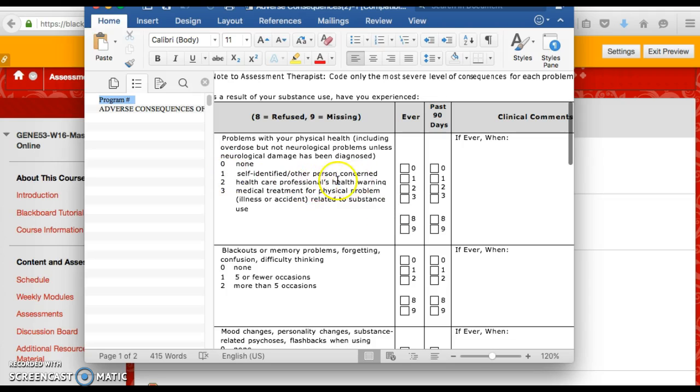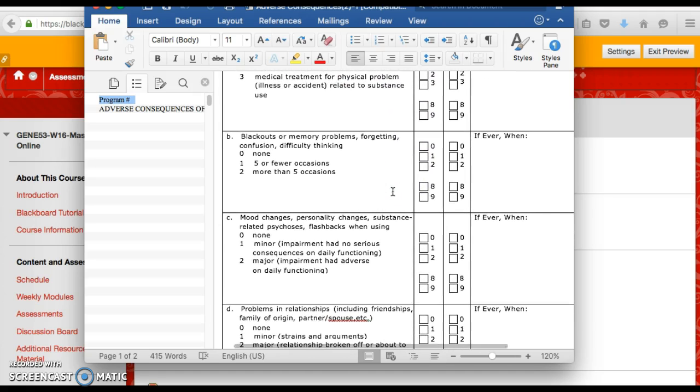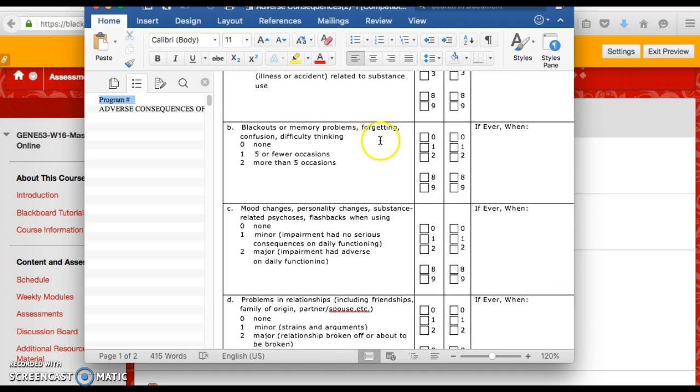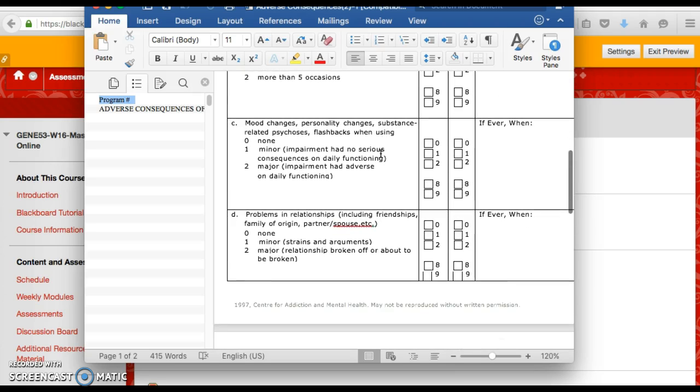Obviously, they're self-identified or other people are concerned. This could include hangovers, or broken bones or sprained ankles from drinking. And then it could also include other medical treatments that needed to happen. And you get the point: if medical treatment's needed, if healthcare professionals warn them, or if other people have identified concerns. The next one here, again, fairly self-explanatory.